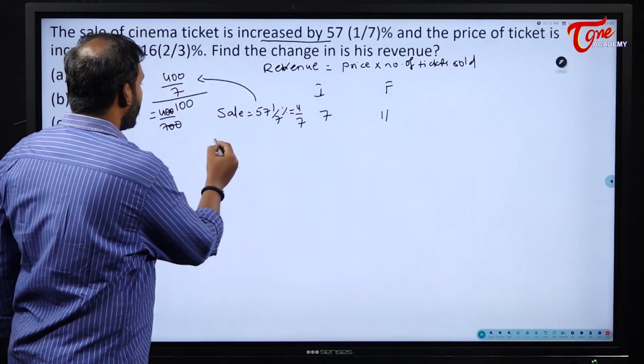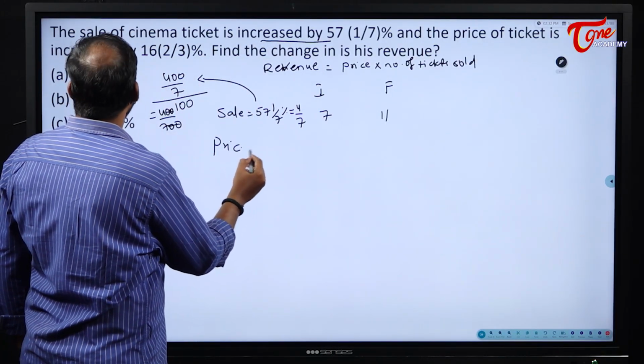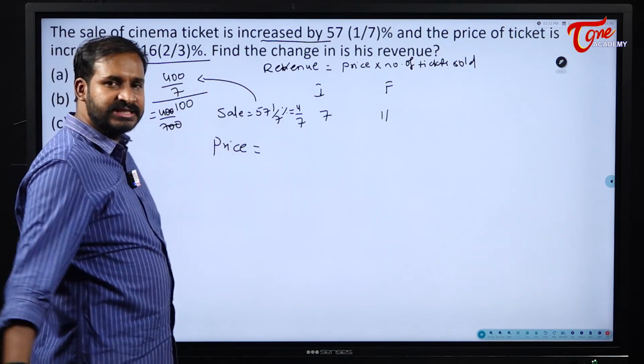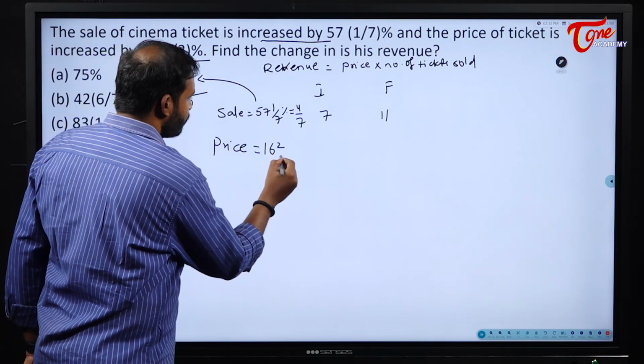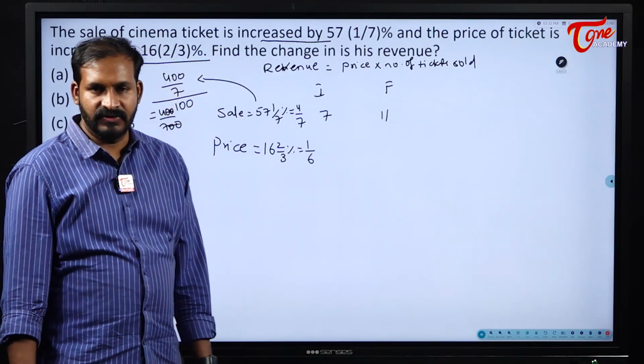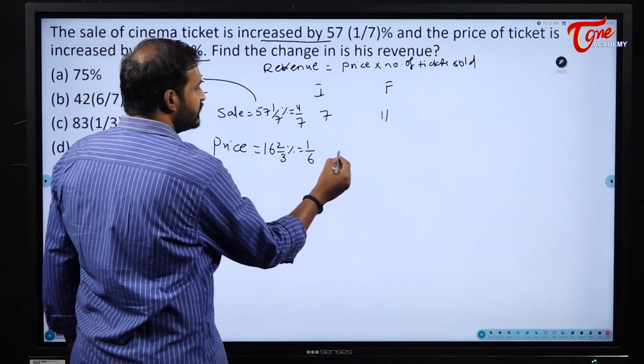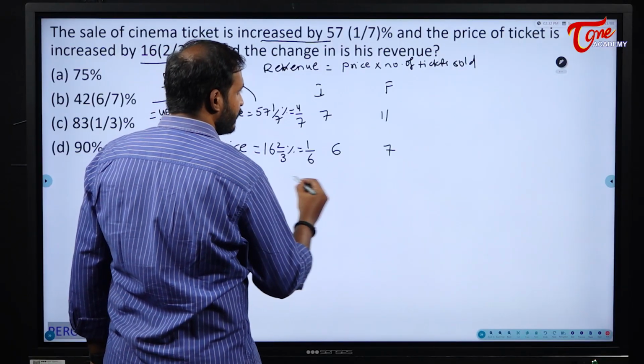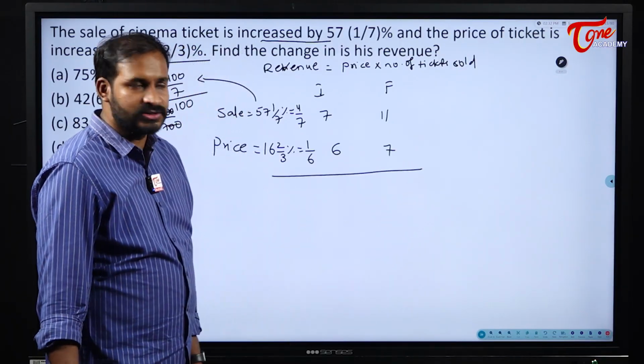Next, when it comes to the price, price increased by how much? 16 2 by 3. 16 2 by 3 means what? 1 by 6. 1 by 6, we already know. So, the initial value is 6 and the final value becomes what? 7. Why? Because this one is also increased.